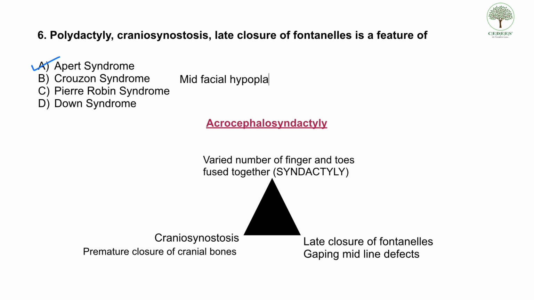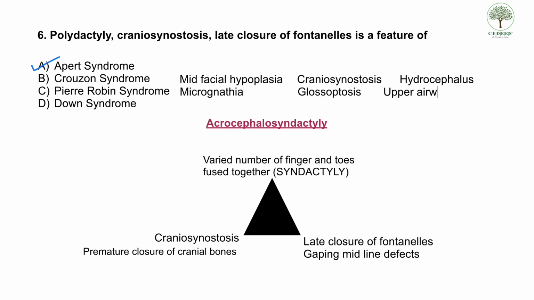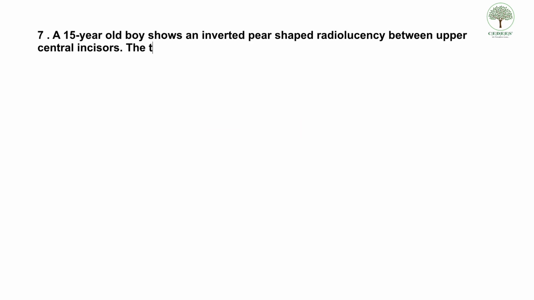Now, Crouzon syndrome is characterized by craniosynostosis, midfacial hypoplasia, and hydrocephalus. Pierre Robin syndrome is characterized by micrognathia, glossoptosis, and upper airway obstruction. Down syndrome is trisomy 21 with multiple skeletal and intellectual anomalies. Now, the seventh question is, a 15-year-old boy shows an inverted pear-shaped radiolucency between upper central incisors.